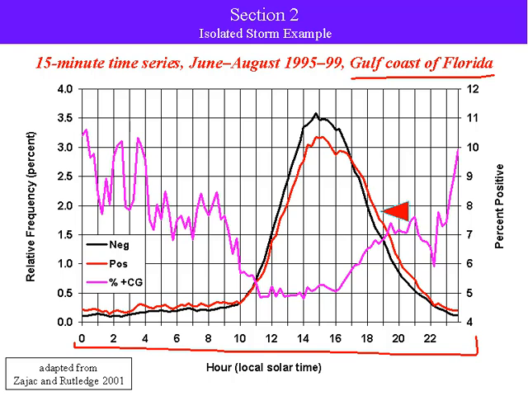At the same time, the pink line, which is the percent positive CGs, goes down to a minimum around noontime when the storms are building and begins to increase again late in the day as the storms begin to dissipate.